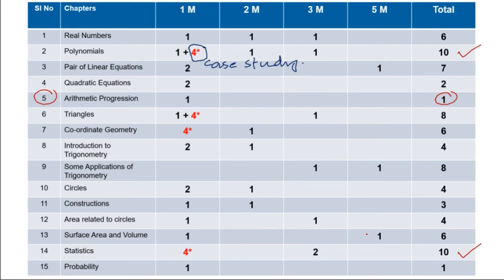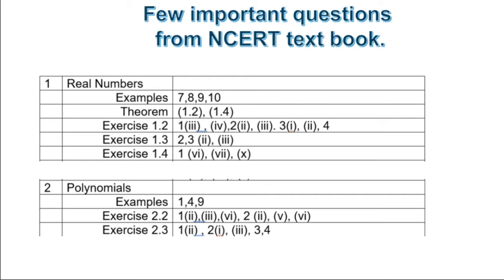I have noted a few important questions. They are from the textbook. If you look at the sample question papers, it's noted that most of the questions are from the textbook. I have picked up the important questions of the textbook from each chapter. These are in real numbers. In examples 7, 8, 9, 10, and there are 2 theorems which are important, 1.2 and 1.4.